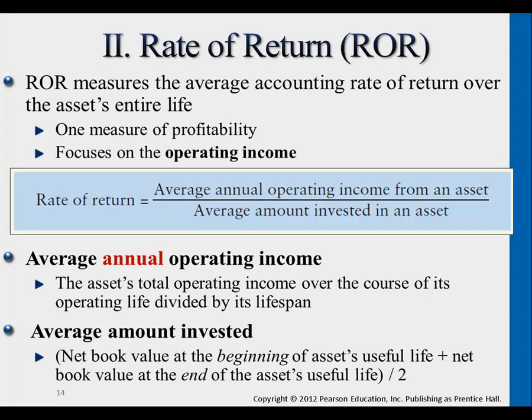Another way to say what we're doing here: think of the net book value at the end of the asset's useful life as somewhat of a residual value. So you take the cost plus the residual value, sum those two up, and divide by 2, okay? That would give you a true average of the amount invested. All right, so let's look a little bit more at the rate of return.